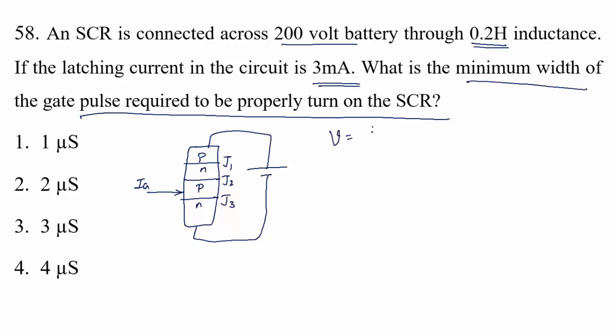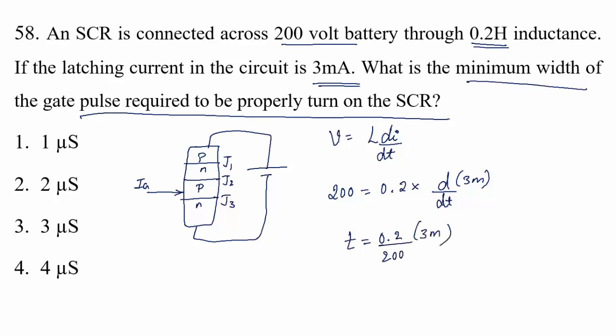What is the voltage across inductor? It is V equals L into di by dt. The voltage value is 200, the inductance value is 0.2, and di is 3 milli divided by the width. On integrating, T equals 0.2 divided by 200 into 3 milli. So this is 100 times and this is 0.1. So you will be getting 0.003 milli. So the width should be 3 microsecond. The corresponding option is option 3.